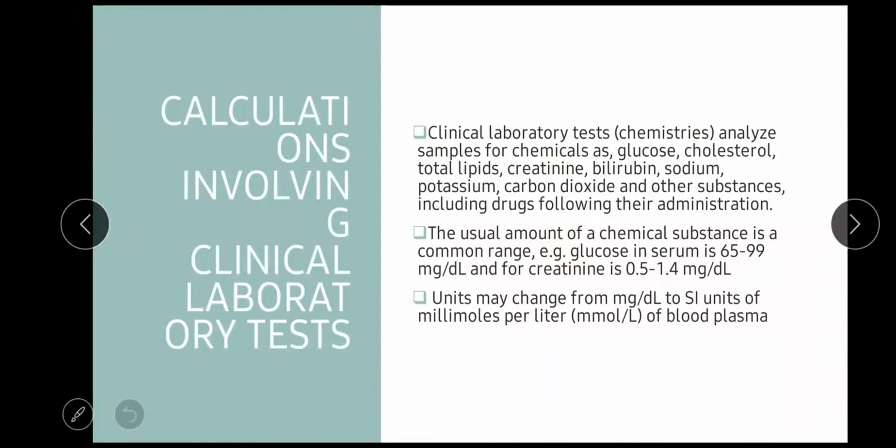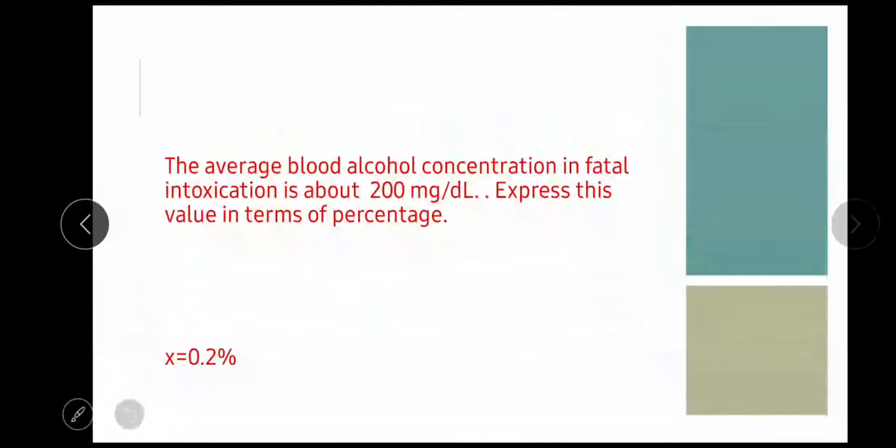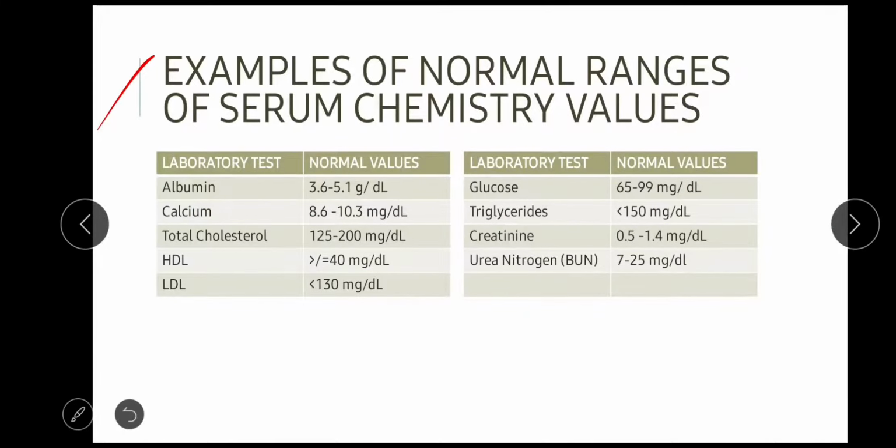The next, calculations involving clinical laboratory test. Clinical laboratory test or yung chemistries, analyze samples for chemicals such as yung glucose natin, cholesterol, total lipids, creatinine, bilirubin, sodium, potassium, carbon dioxide, and other substances. Units may change from milligram per deciliter to SI units of millimoles per liter of blood plasma. So, nandito yung ating normal ranges of serum chemistry values. Be familiar na lang dito sa values. Ito yung ating mga normal ranges.